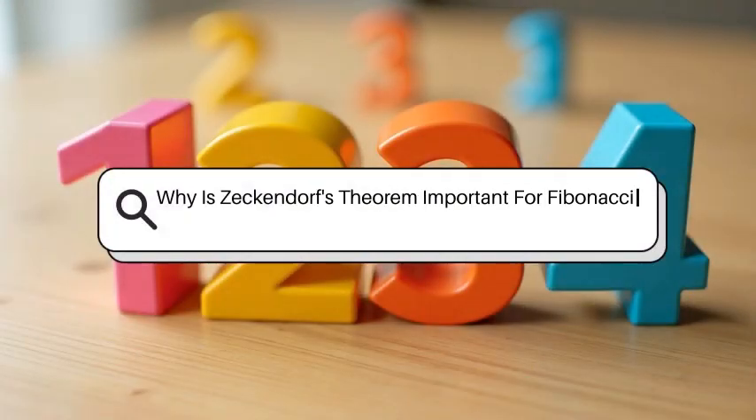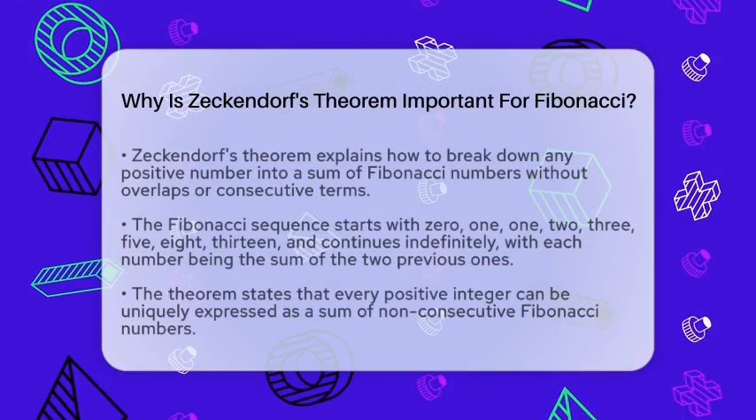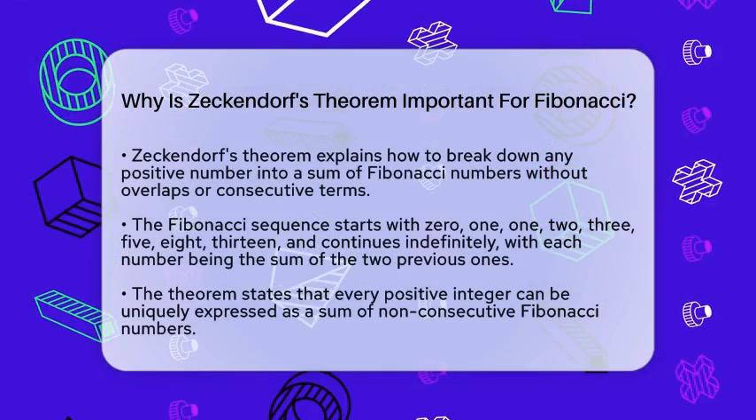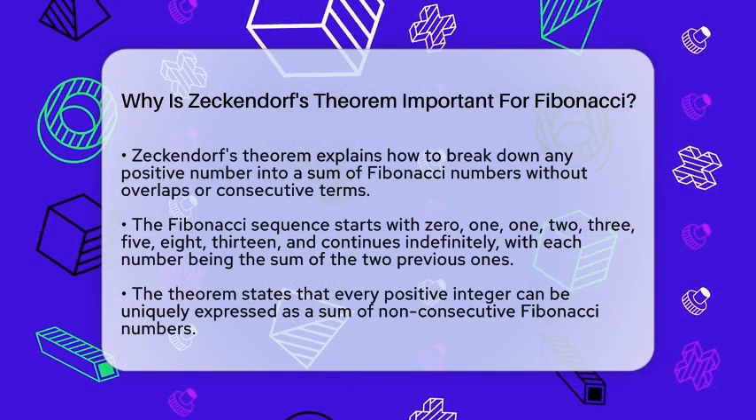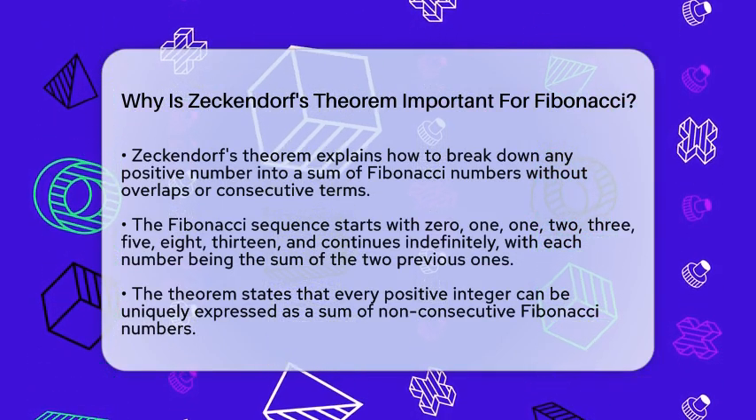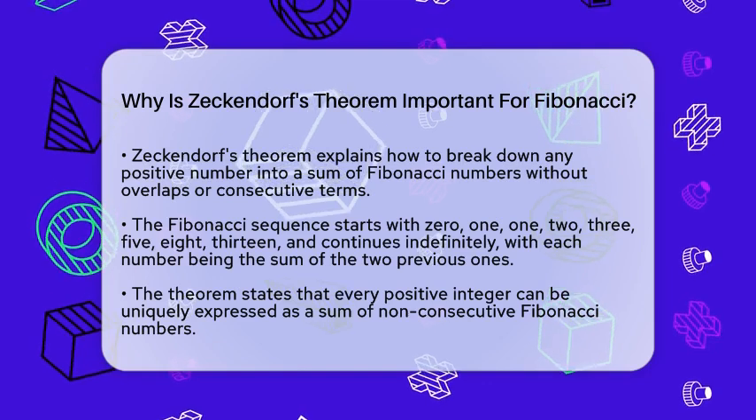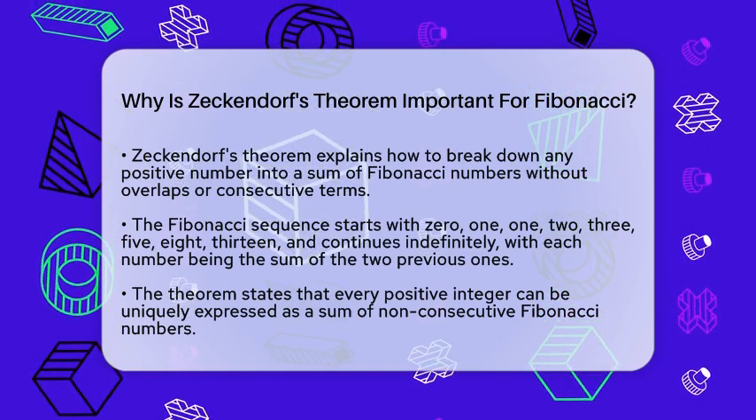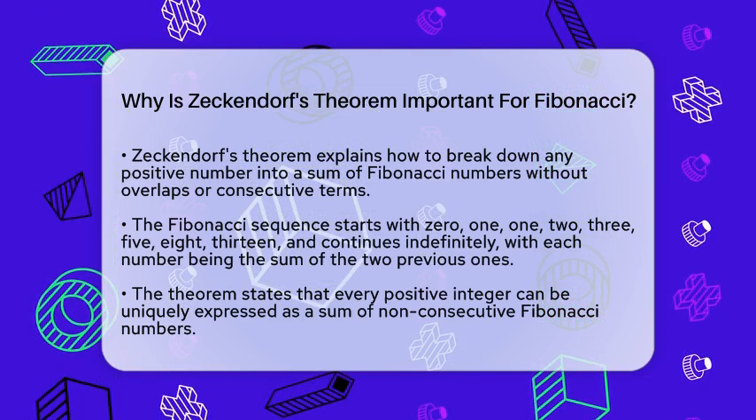Why is Zeckendorf's theorem important for Fibonacci? Imagine trying to break down a big number into smaller parts without any overlaps or repeats. That's what Zeckendorf's theorem helps us do with Fibonacci numbers. It shows us a special way to write every positive whole number as a sum of Fibonacci numbers.